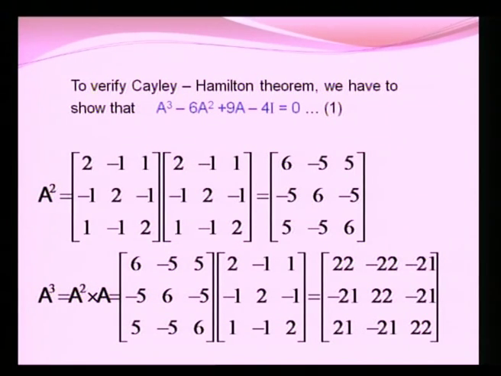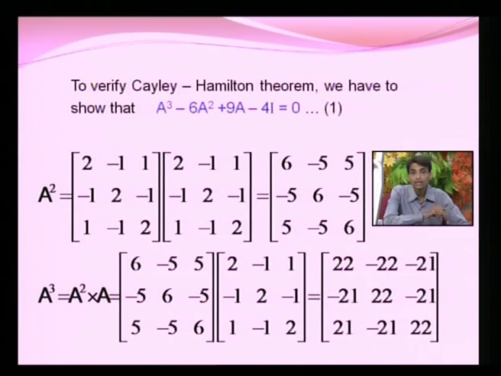We have A given, so using that value of A we will find first of all A square, then A cube, then 9 into A, and then substitute all these values in equation number 1. Here equation number 1 is A cube minus 6A square plus 9A minus 4I, that is the left hand side, and we need to prove that all the simplification will give us the null matrix, right? So here A is equal to [2 -1 1; -1 2 -1; 1 -1 2], and A square is equal to A into A.